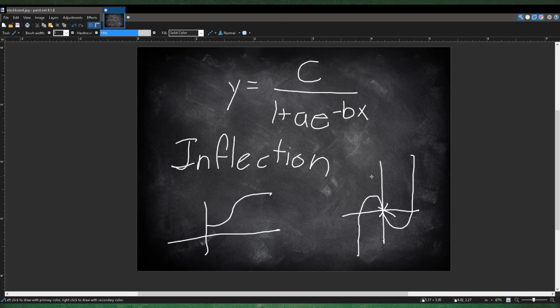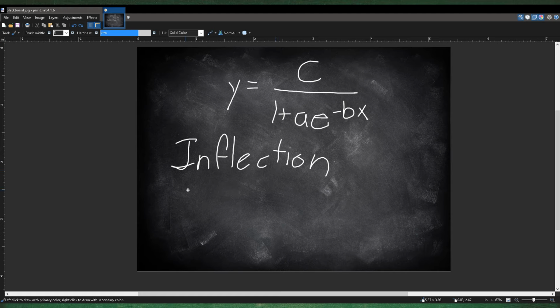So we have to look for an inflection point. If you look at this graph, right here it's concave up, and right here it looks concave down. So you have to look for this point. This point is usually halfway in the y value, which is halfway of the carrying capacity.